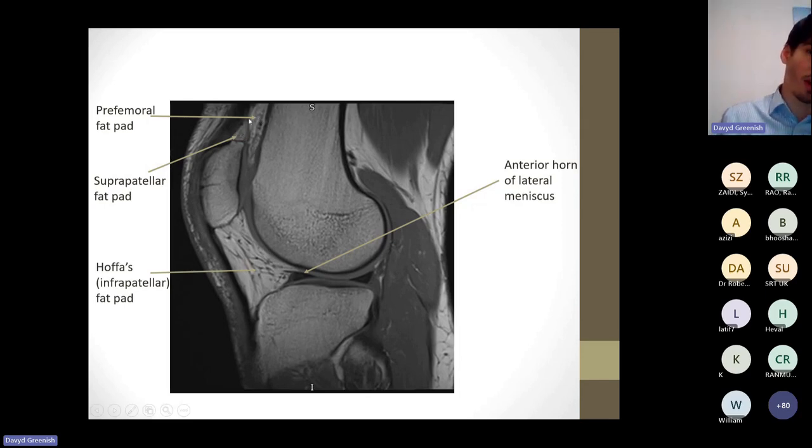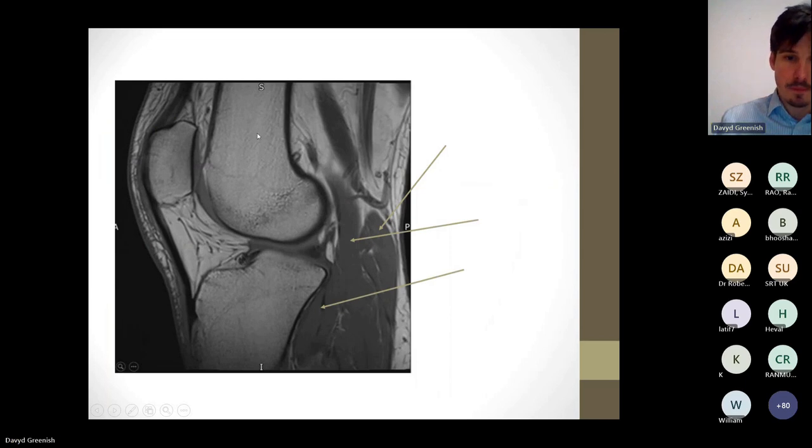Just worthwhile noting, it's also quite nice when you see your X-rays. This is where the fluid sits when you have joint effusions. So that's what's being pulled apart when you look at those lateral views on your knee X-rays.